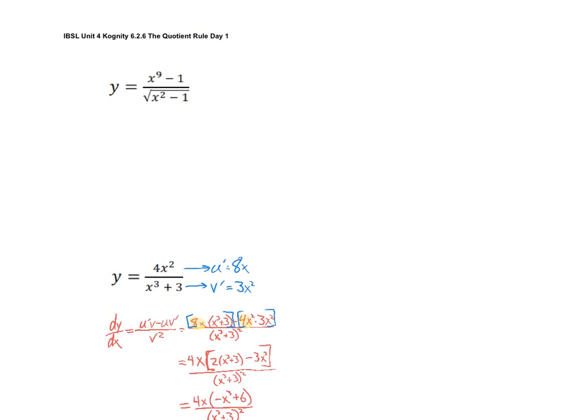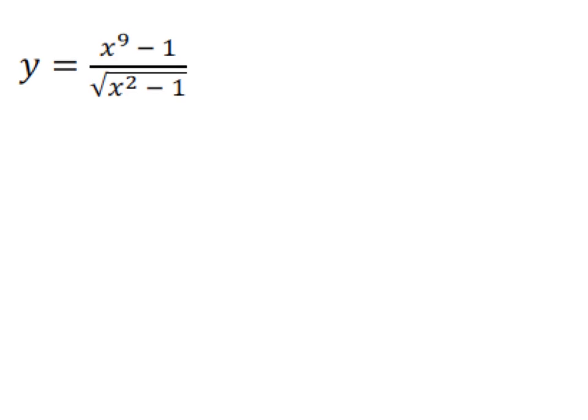Alright, let's do one last example. X to the 9th minus 1 over the square root of x squared minus 1. This one gets a little bit complicated, but stay with me here. Why do you think this one might get a little complicated? There's a radical in this denominator. Yeah, so our denominator, the v, is actually composite. So we're going to have to use chain rule.